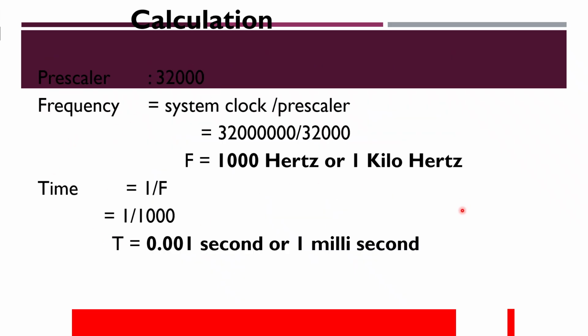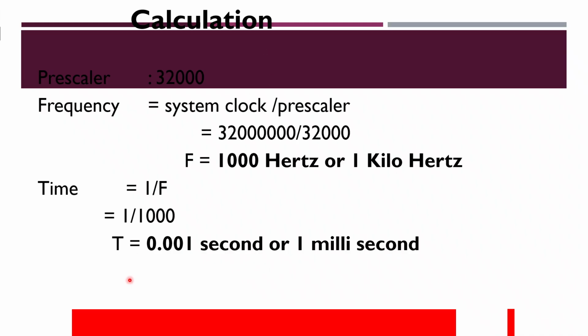So this is one of the times by applying that formula, the system clock divided by the prescaler. If it is 32,000 in the frequency system clock divided by the prescaler, so 32,000 into 10 into 32,000, so it is 1000 hertz or 1 kilohertz. And again it is differentiated for time. For time the formula will become 1 by frequency, so 1 by 1000 is the frequency we obtain, so T becomes 0.01 seconds or 1 millisecond.